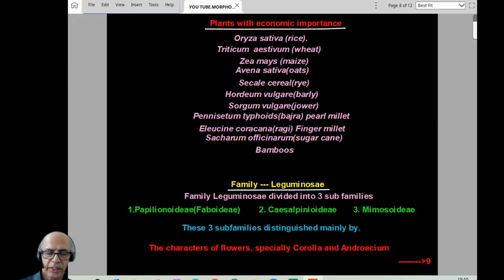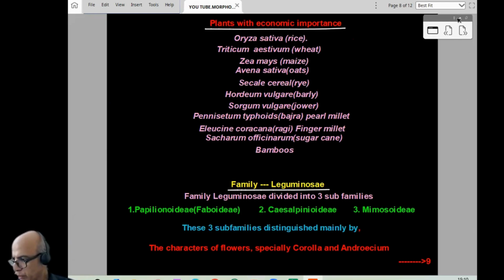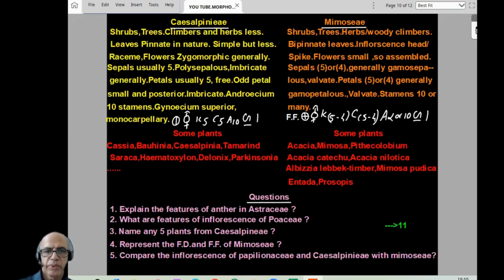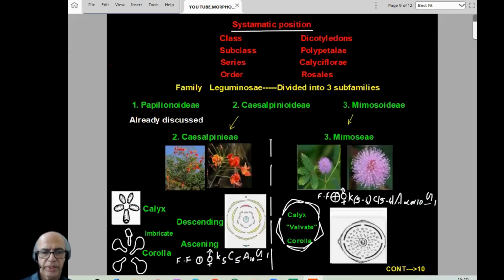Now come family Leguminosae, 3 subfamilies, Papilionaceae over. Now we have to proceed with Caesalpiniaceae and Mimosae, and systematic position. One by one, when we come to Caesalpiniaceae, diagram I will show you. Caesalpiniaceae, shrubs, trees, climbers, leaves will be pinnate, simple ones less, raceme, zygomorphic. Then sepals usually 5, polysepalous, imbricate, petals usually 5, free, odd petal is small. You can compare, odd petal is small, this one. And posterior, imbricate, androecium 10, gynoecium superior, monocarpellary.